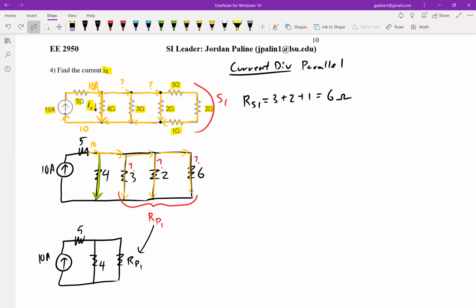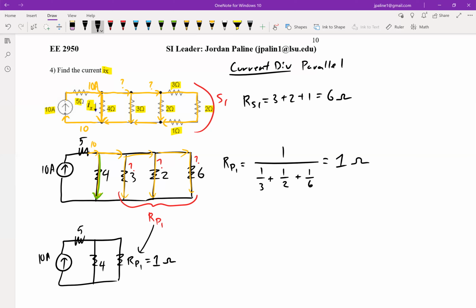Okay. All right. So let's find out what that is equal to. R parallel 1 is equal to 1 over (1 over 3 plus 1 over 2 plus 1 over 6). Doing some quick math, that'll give us 1 ohm. So R parallel 1 is equal to 1 ohm.